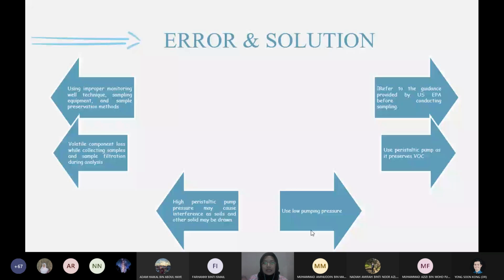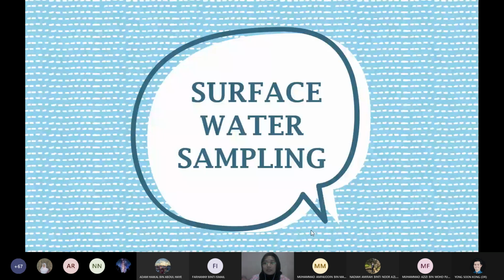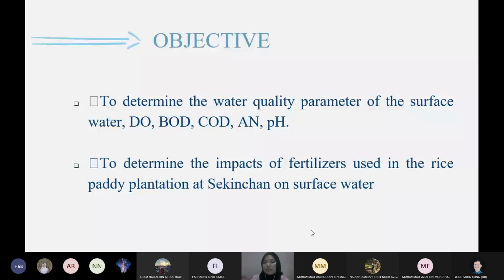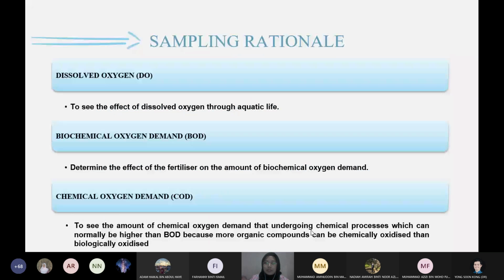Moving on to the next sampling. Next slide. The objective of this sampling are to determine the water quality parameter of the surface water and determine the impacts of fertilizer used in the paddy field at Sekinchan on surface water. The water quality parameter includes DO, BOD, COD, AN, and pH.